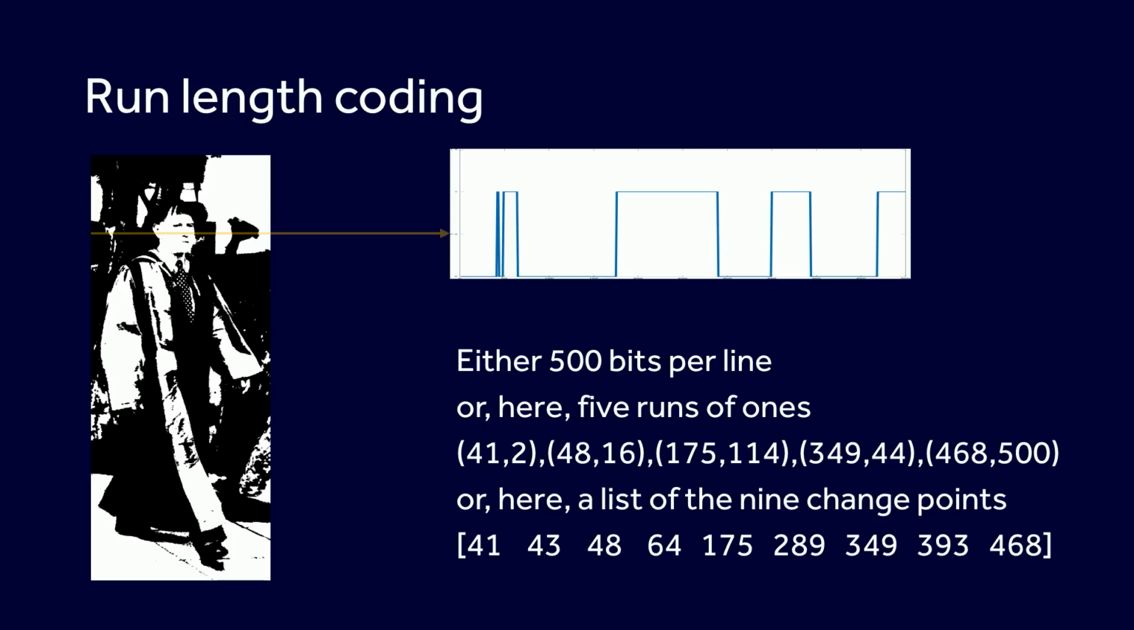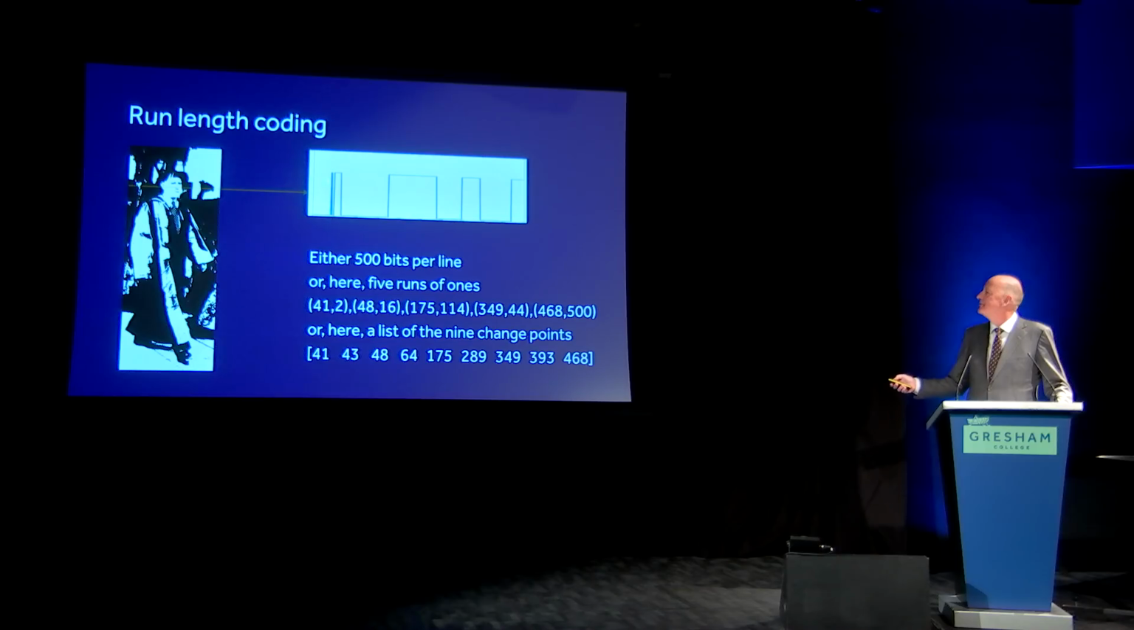What run length encoding does is say, well, hang on, wouldn't it be simpler just to encode what the value is and how long we have to go along? So that's what this does. It says, well, at pixel 41, which is just here, we've got a run of 2. And then at pixel 48, we've got a run of 16. And at pixel 175, we've got a run of 140.